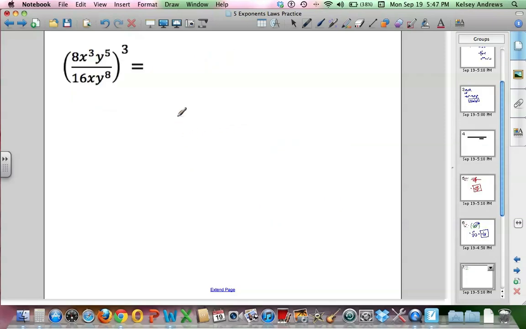Okay, again, our last one, we have a fraction raised to a power. So here's one where we definitely want to reduce that fraction before we start raising things to the third power. Like 16 to the third power is going to be quite a large number. So let's put those brackets in there, and we're going to leave our cubed out. 8/16 can be reduced to 1/2. And then we have x to the third and x to the first power, so 3 minus 1 gives us x to the second in our numerator. And y to the fifth and y to the 8 leaves us y to the third in our denominator.